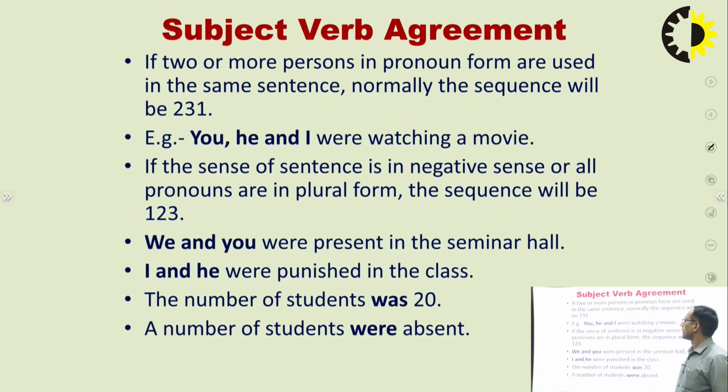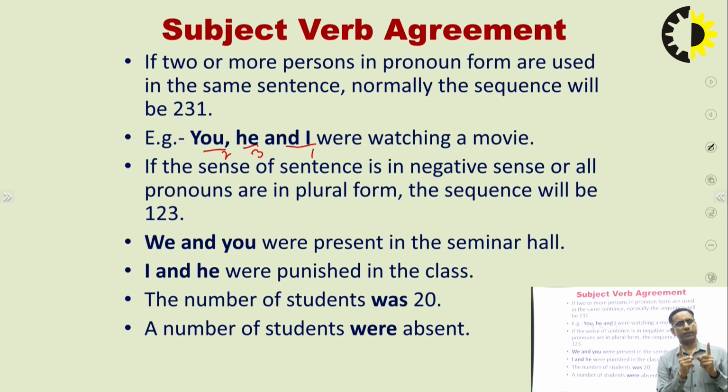If two or more persons in pronoun form are used in the same sentence, normally their sequence will be 2, 3, 1: first person, second person, third person. If we are using all three persons in a sentence, generally the sequence is 2, 3, 1. Like "you, he, and I." You is the second person, he is the third person, and I is the first person. 2, 3, 1.